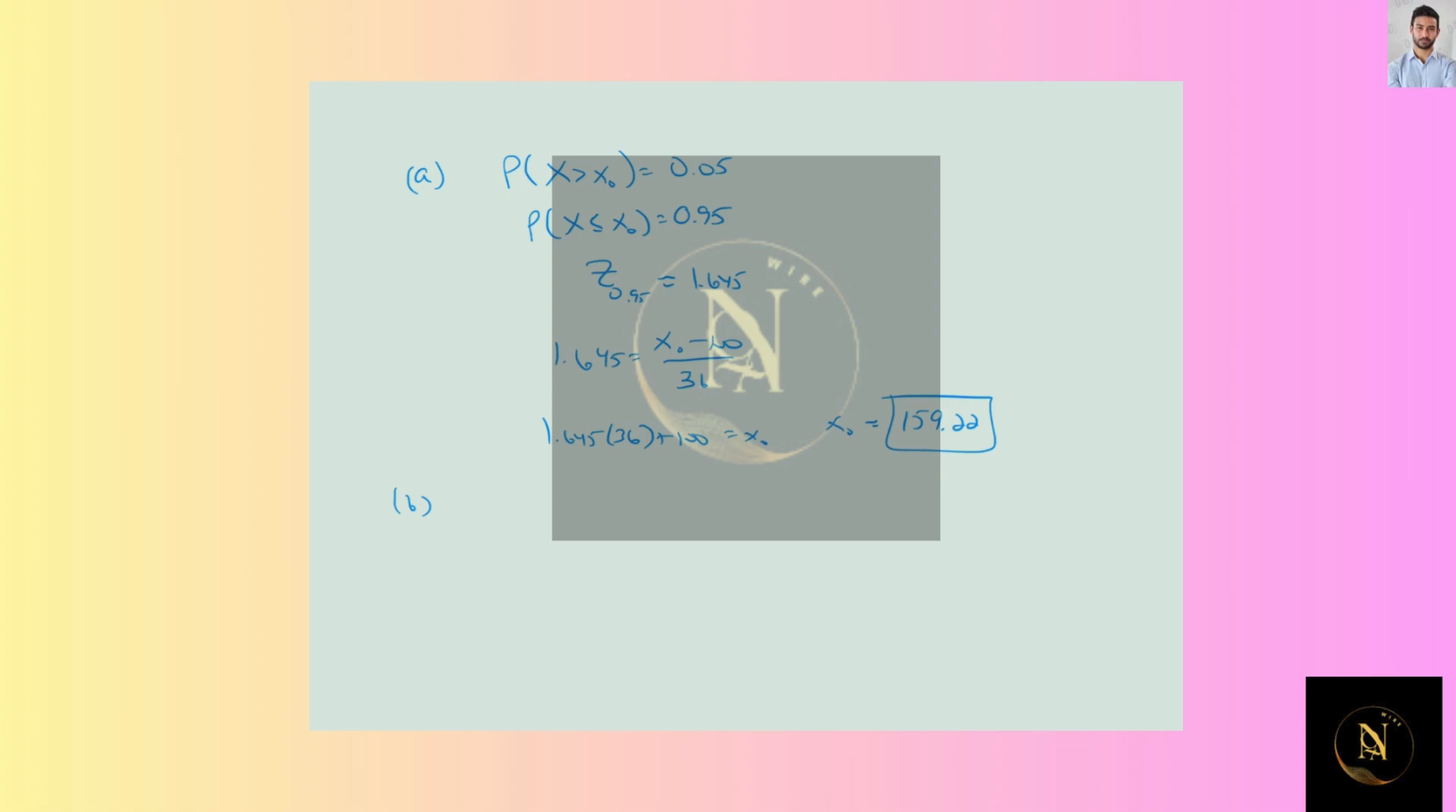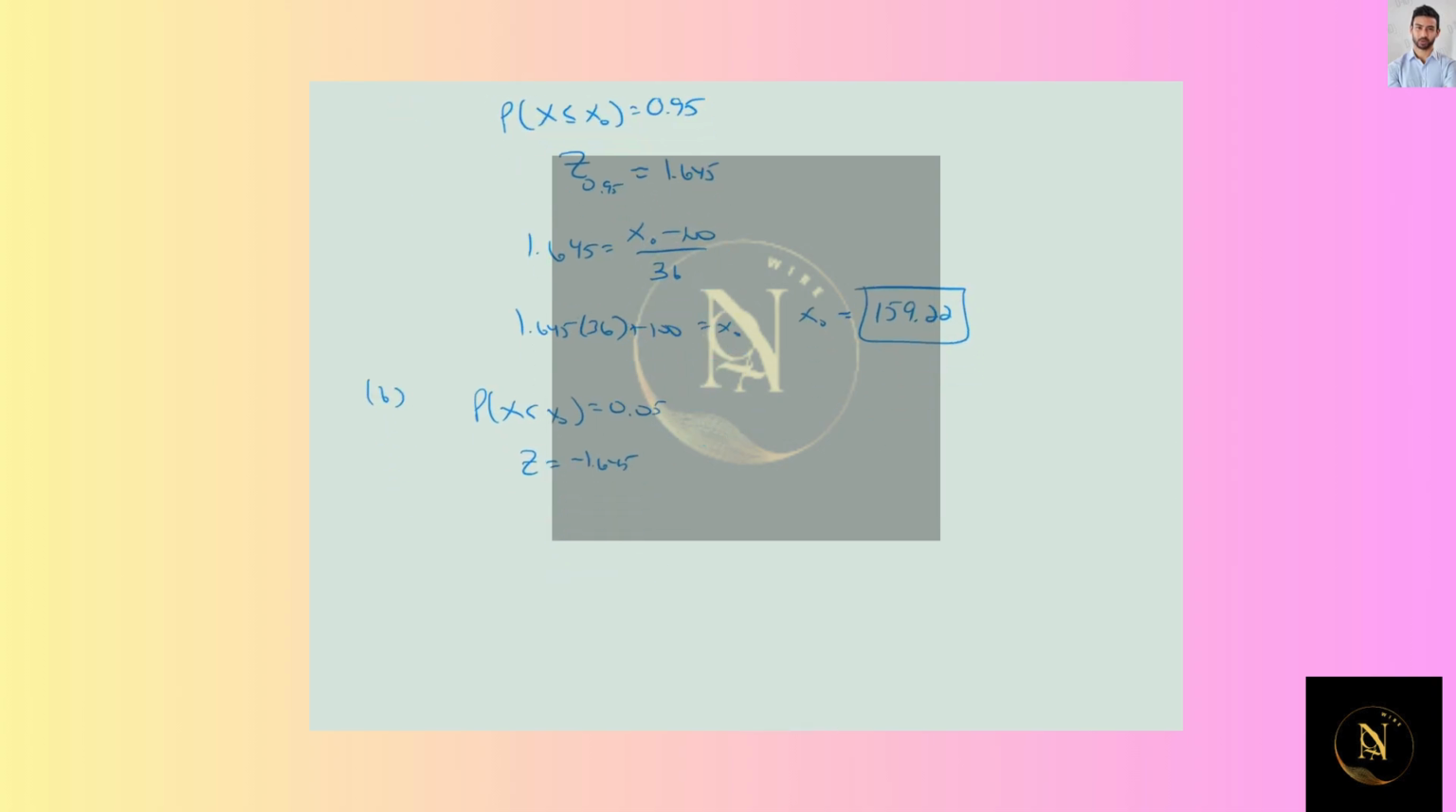For part B, the probability that x is less than x naught is equal to 0.05. That means z is negative 1.645. And then we convert back. In this case, x naught would then be negative 1.645 times the standard deviation plus the mean. And that is 40.78.